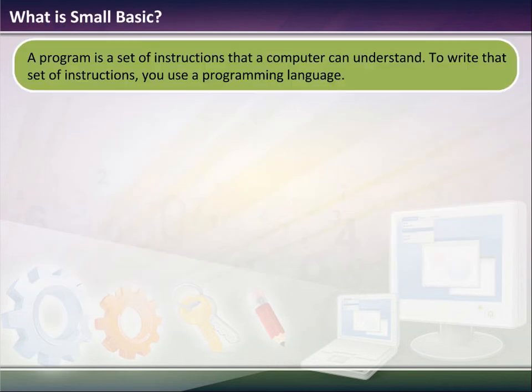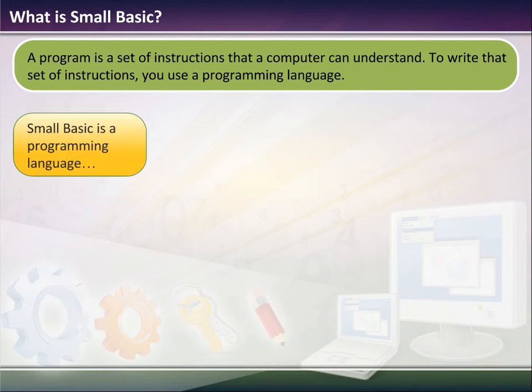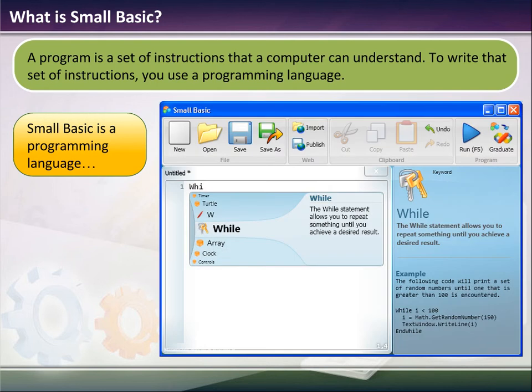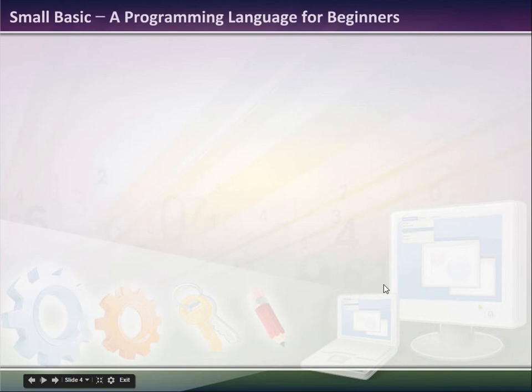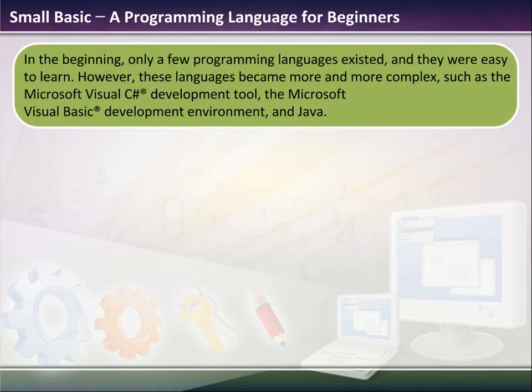What is Small Basic? Well, it's just a program, and a program is a set of instructions that the computer can understand. To write a set of instructions, you're actually using a programming language. So Small Basic is basically a programming language, and this is what it looks like here. It makes computer programming extremely approachable, easy, and fun, because Small Basic has a lot of tools to help, and we'll talk about that in a second. So it's a very basic programming language for beginners.